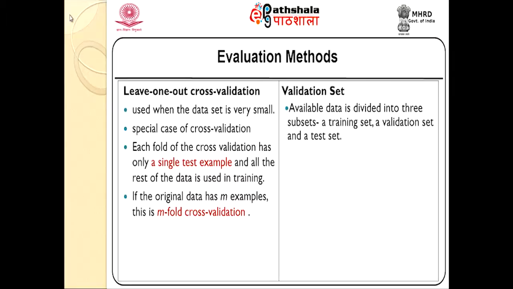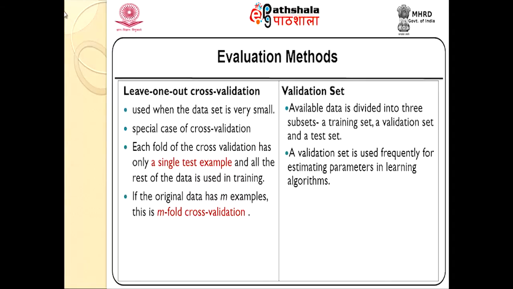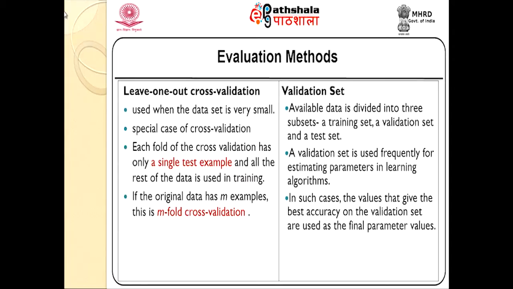Then you have a validation set. Available data is divided into 3 subsets: training set, validation set and a test set, and it is used frequently for estimating the parameters in the learning algorithms. After that is done, the test data is a separate set which will be used finally for the testing. So, this is another method. So, in cross validation we have n-fold, leave one out and validation set. It can be used for parameter estimation as well.